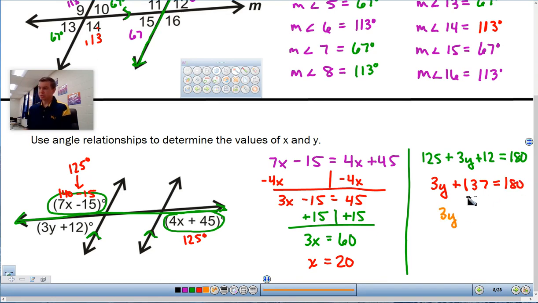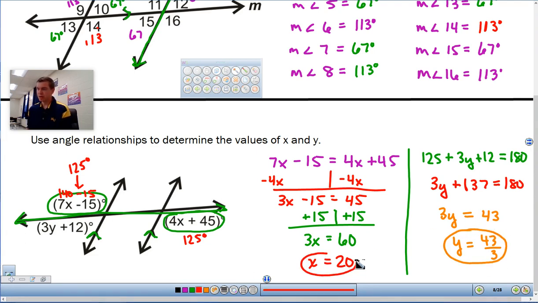Now we subtract the 137. And we will find that y is going to be left as an improper fraction, 43 thirds, unless I made a calculation error. But I'm checking again. I don't think I did. So 43 thirds is the exact value of y.